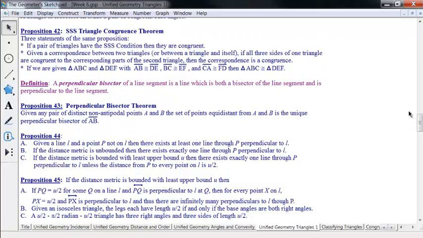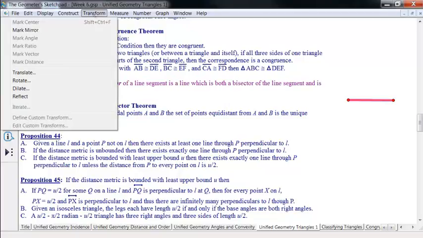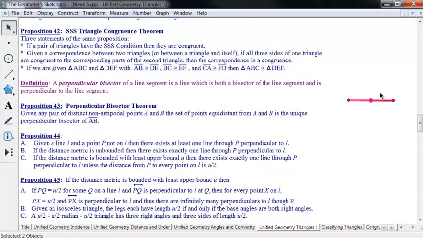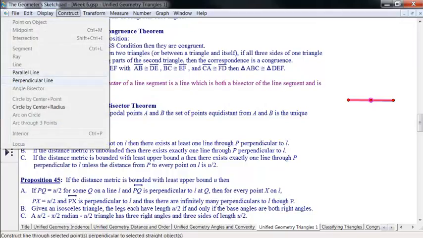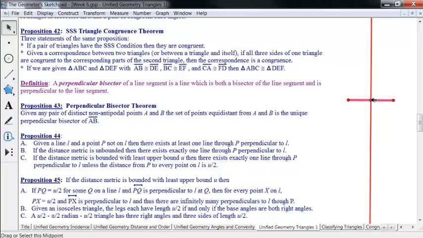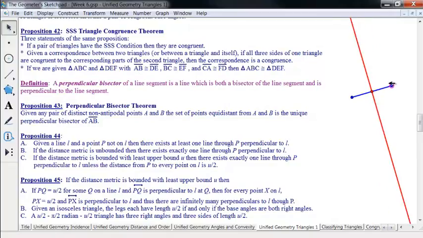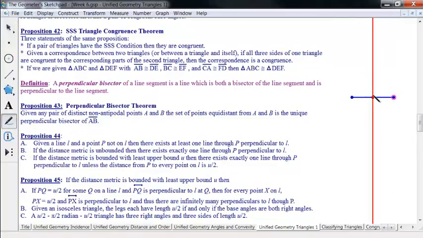We can define a perpendicular bisector of a line segment to be a line which is both a bisector of the line segment and is perpendicular to that line segment. So I'll draw the Euclidean example. It's got to go through the midpoint if it's going to bisect, and it also has to be the unique perpendicular. We know there's a unique perpendicular there. We proved that earlier: a unique perpendicular to the line containing the line segment through that point. There's only one of these, so it's a unique object.